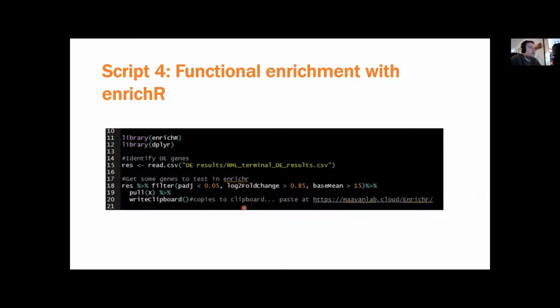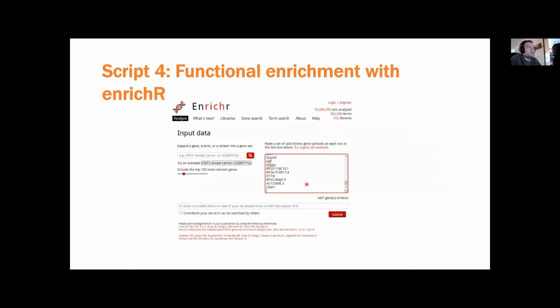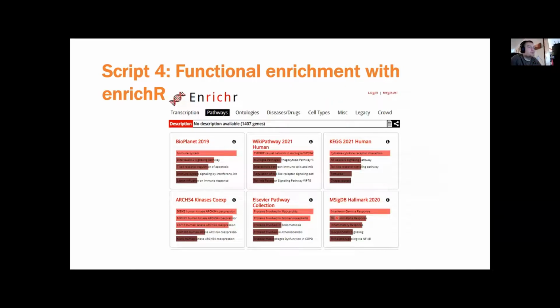When you do this, you can go right to the enrichR website shown here, and you can copy and paste your list of genes. If you click submit, you'll get a pretty big list of functional enrichment results. This is kind of why I like enrichR. It has this website, and it shows you all of these different databases for functional enrichment, categorized into transcription factors, pathways, ontologies, diseases, and cell types.